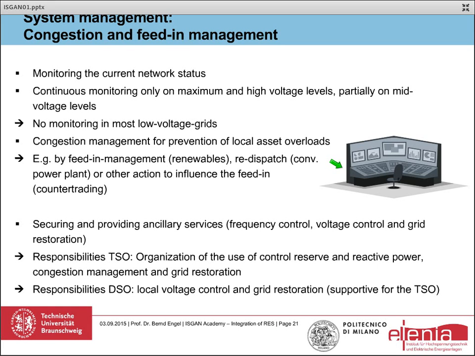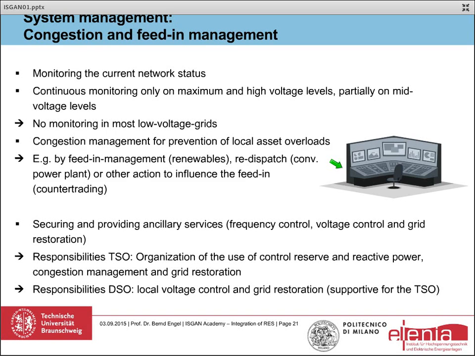Congestion management is to prevent local asset overloads, for example, by feed-in management. This is for renewables. For conventional power plants, we call it redispatch or other actions to influence the feed-in, like counter trading. Securing and providing ancillary services: frequency control, voltage control, and grid restoration.